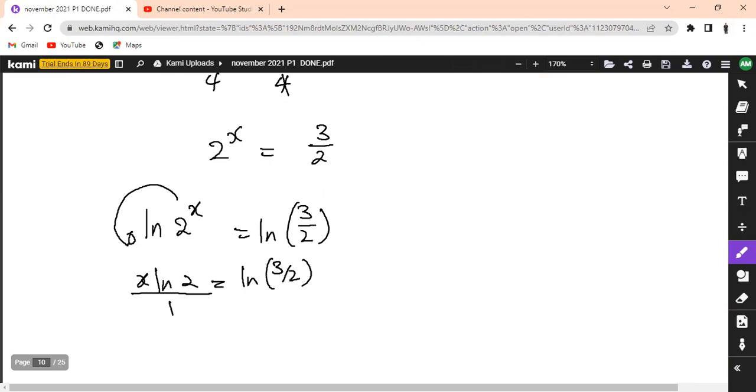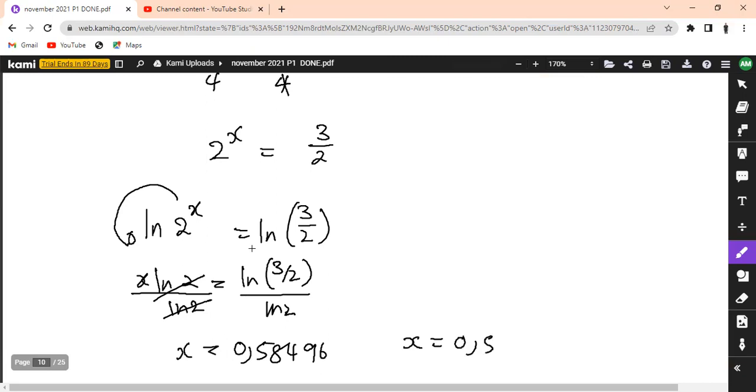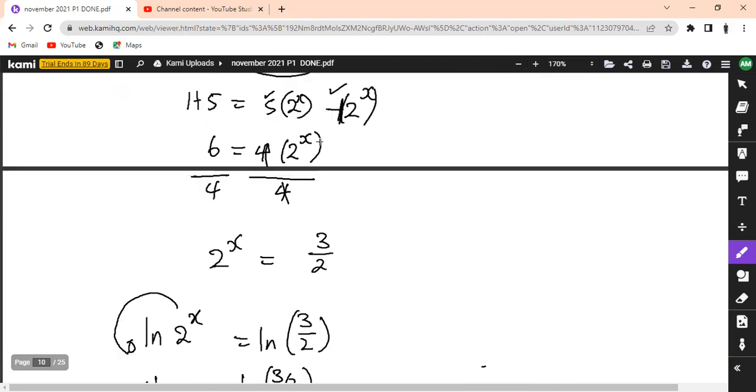Okay, so divide by ln 2 on both sides. This is going to cancel. So x is going to give us, when we simplify further, something like 0.584962 and so forth. So therefore, our x is going to be 0.585. All right, so that was the idea of this question.